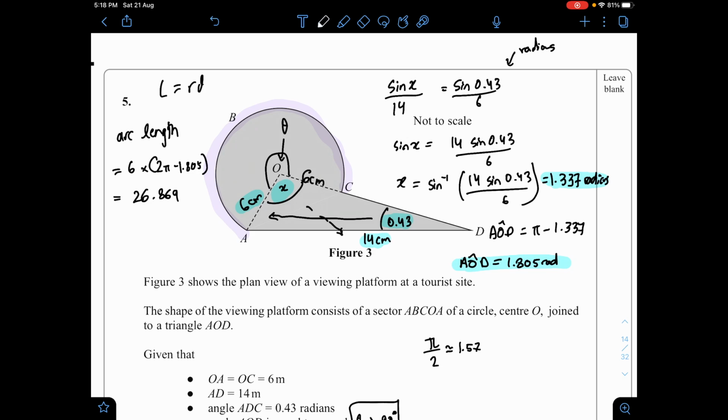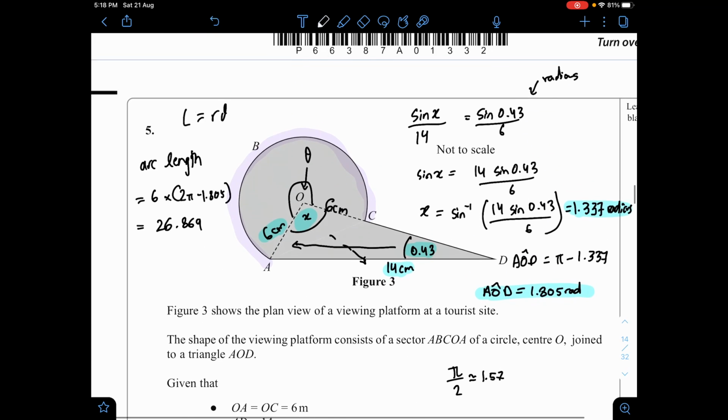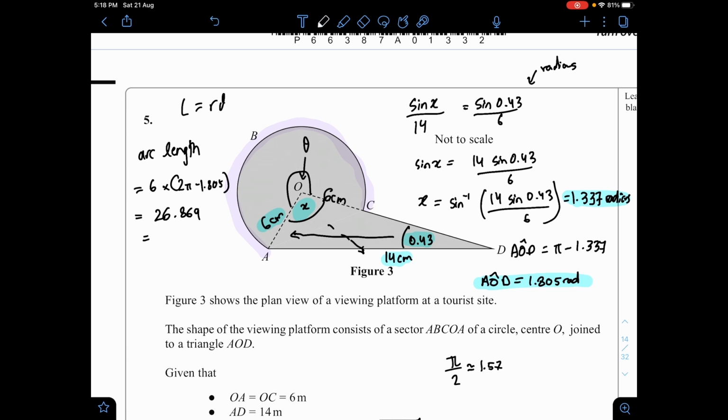And that is 26.869. What did they want? They want 1 decimal place. That's the key thing here. So we can round it to 26.9. So this is part B, and that was part A. So this is 26.9 centimeters. Sorry, not centimeters, meters.